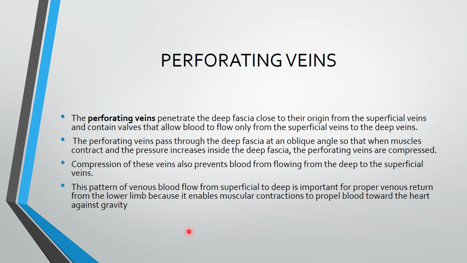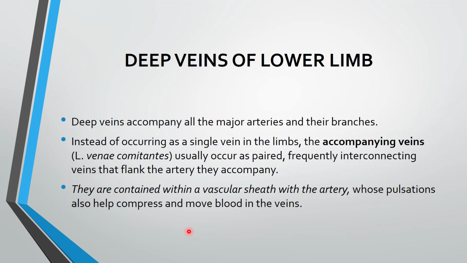This pattern of venous blood flow from superficial to deep vein is very important for the proper venous return from the lower limb, because it enables the muscular contraction to propel the blood toward the heart against gravity. Okay, so blood will not pass back from deep veins into the superficial veins. Once the blood has passed from the superficial to the deep veins, it will pass towards the heart. It will not come back toward the lower limb.